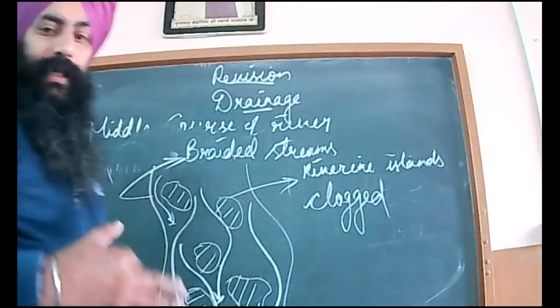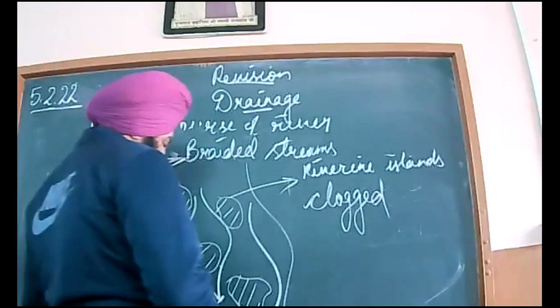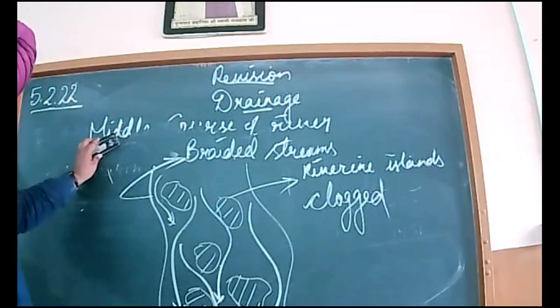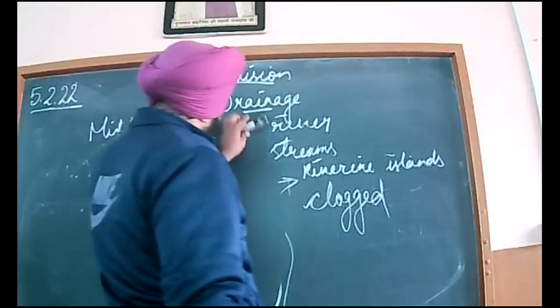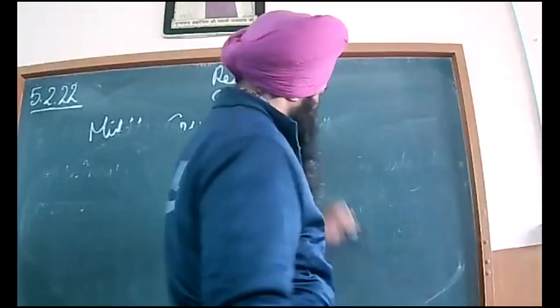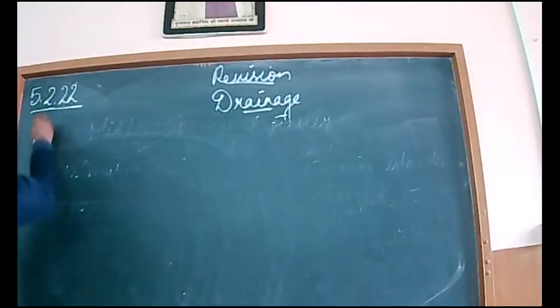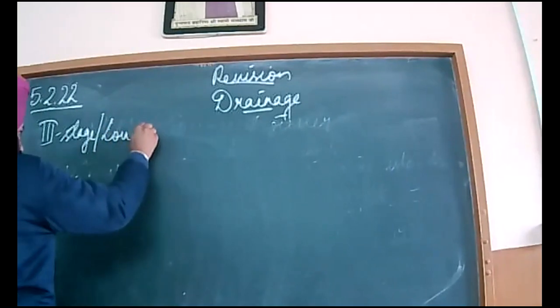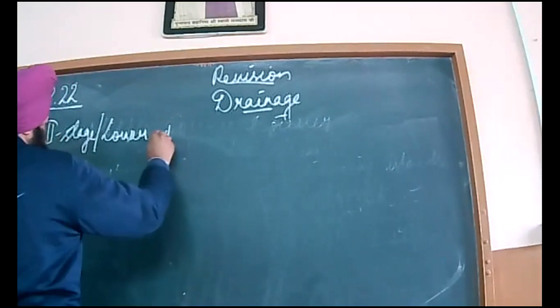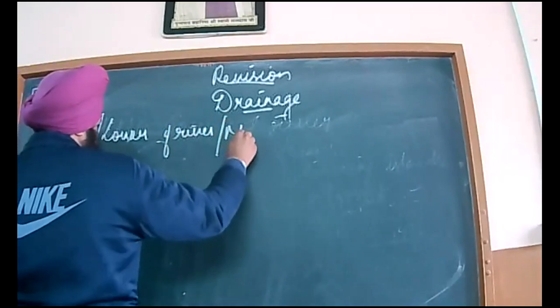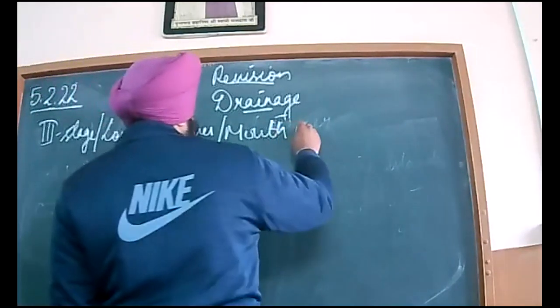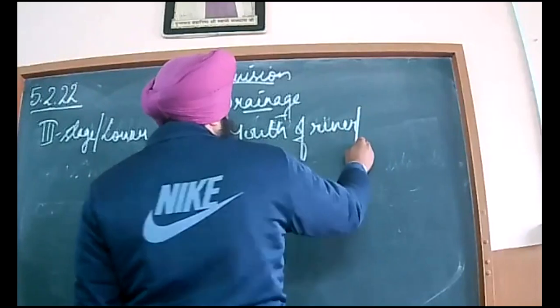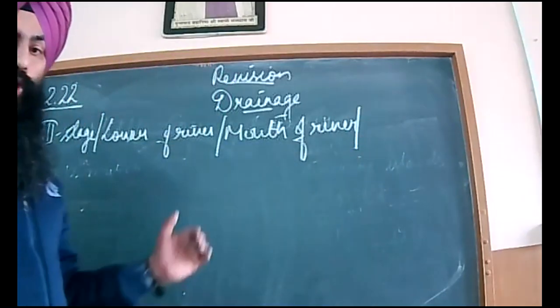Otherwise, we proceed to the third stage of a river, the lower course. Clear? The third stage, the lower course of the river, is also known as the mouth of a river, where the river falls into a sea or ocean.